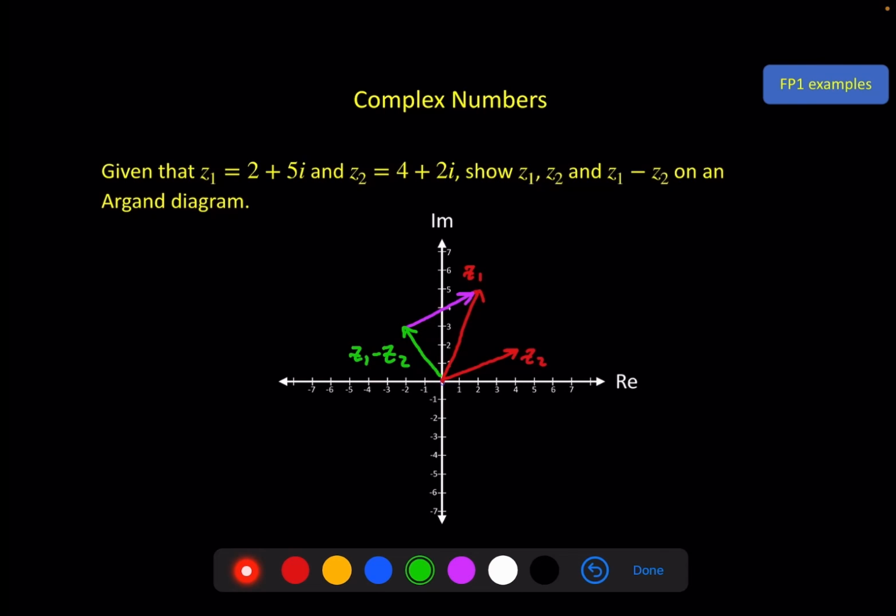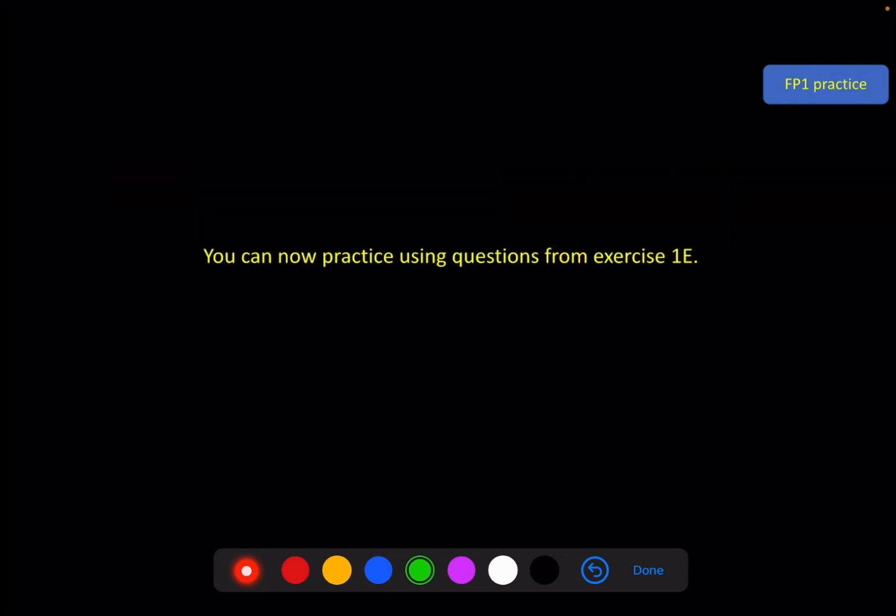And that's it for the introduction of Argand diagrams. We use them a lot more as the chapter goes forward, but for now, that's enough for you to have a go at questions in exercise 1E.